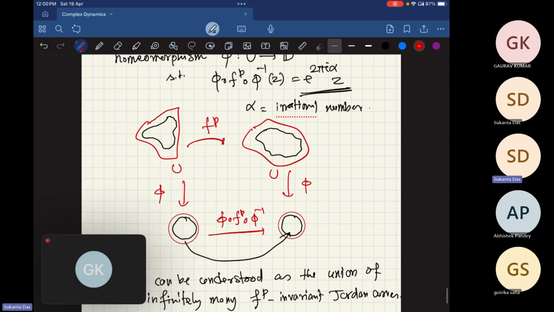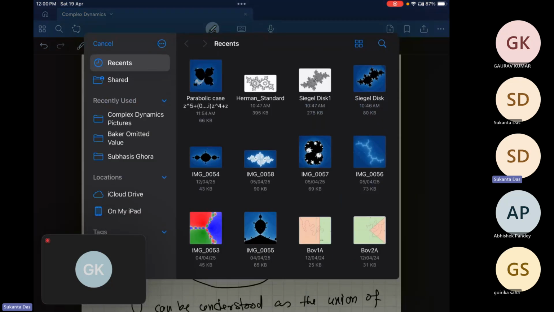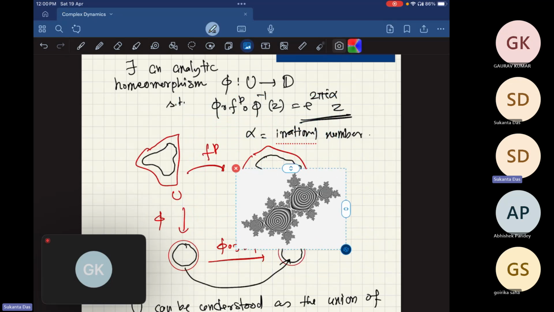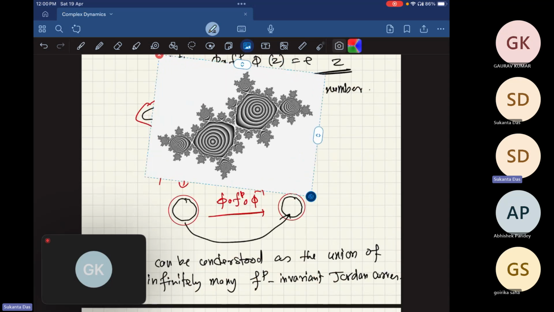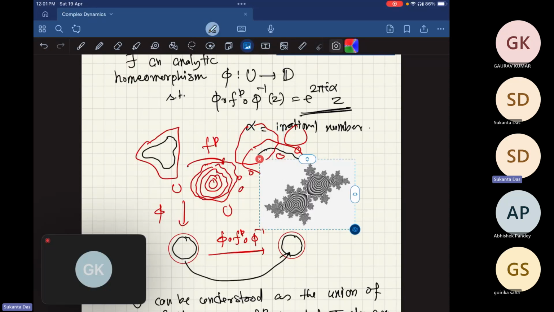Okay, now maybe I'll give you some examples, like what can be the possible picture of this. First let me show you. These are the simply connected Fatou components. These are Siegel disks, and inside each you can consider a union of infinitely many invariant Jordan curves. These are the Siegel disks, and infinitely many such Siegel disks are here.